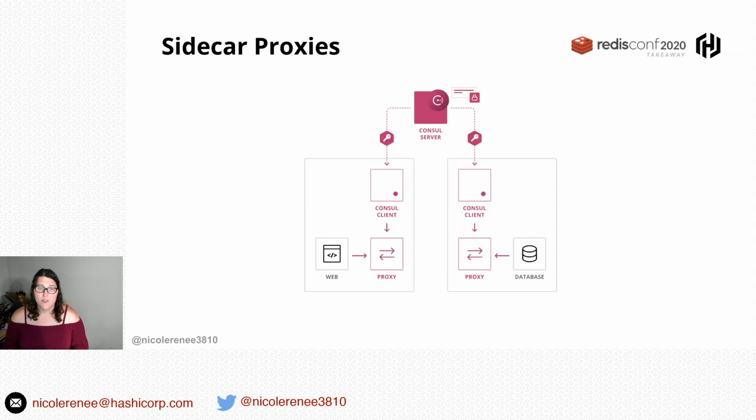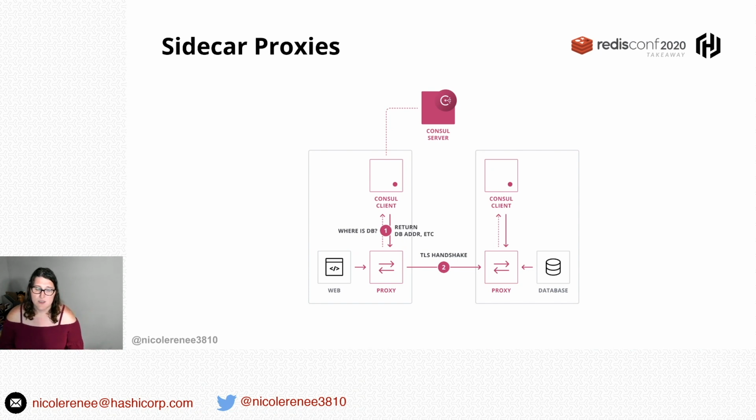So for these sidecar proxies, the way things work is, say our web server wants to talk to the database. What happens is the web server initiates the connection to the proxy server, and then the proxy server is going to talk to the local Consul client that's running on the node that it's on, and it's going to ask, where is the database? And the Consul client is going to return the IP address and port for the database. And then that proxy server is going to open a TLS connection to the proxy server for the database.